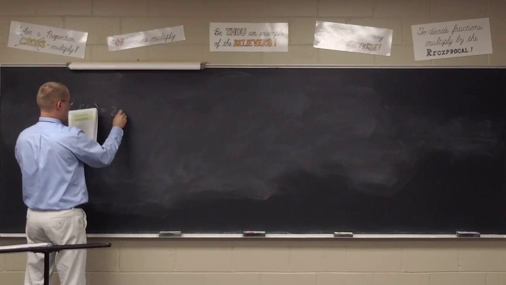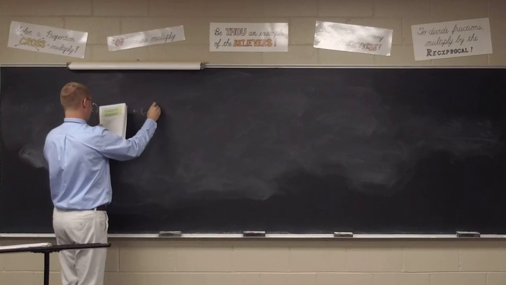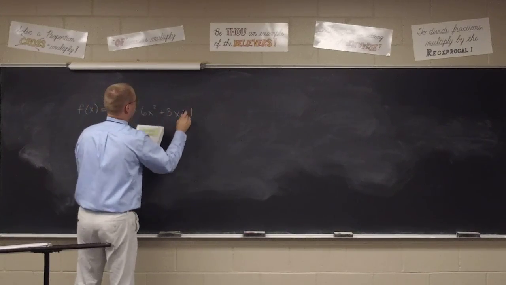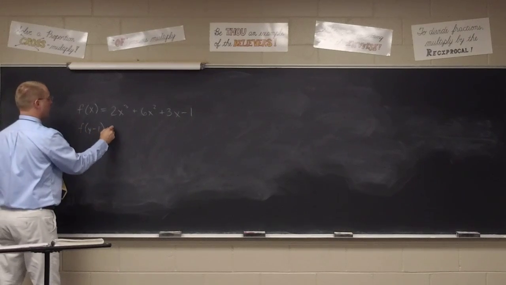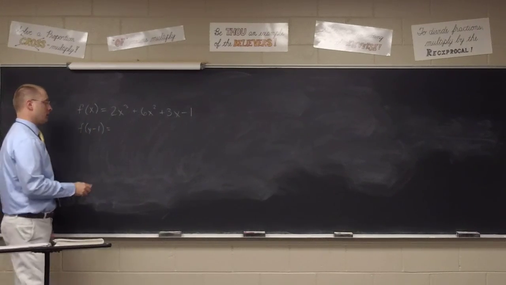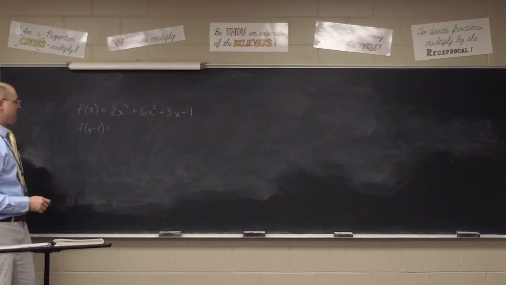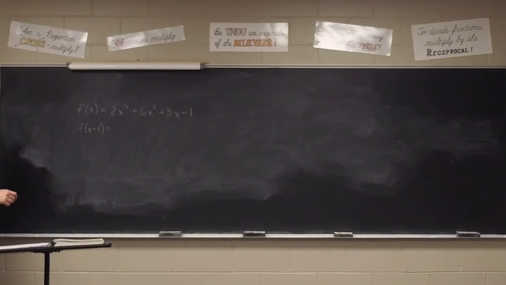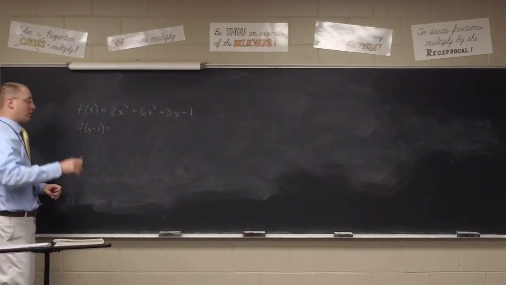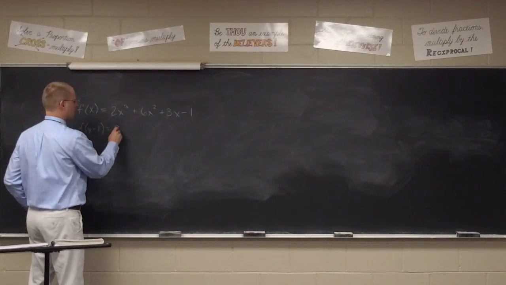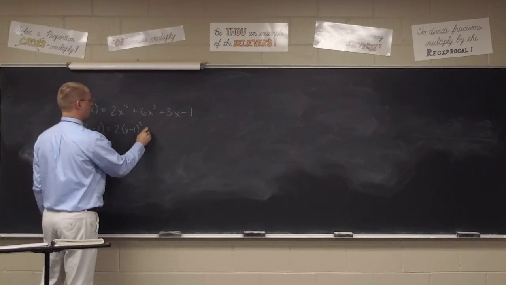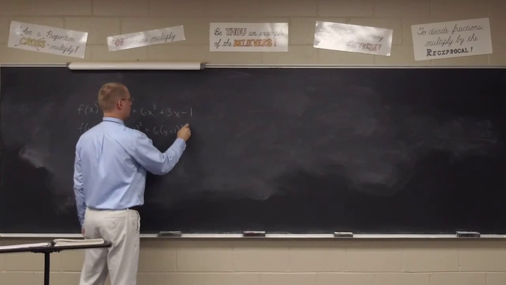Given f of x is 2x cubed plus 6x squared plus 3x minus 1. We're finding f of y minus 1. Again, the initial step is just plug it in for the x. And if this were a numeric value, we'd try to do a lot of work in our head. But it's not just a numeric value. So our first step really should just be plugging it in. What should it look like when I do, Chris? 2 times y minus 1 cubed plus 6 times y minus 1 squared plus 3y minus 3 minus 1.